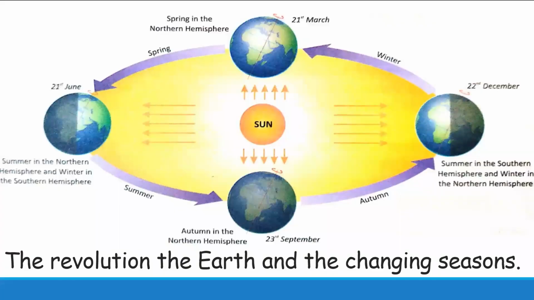The part of the earth that is tilted towards the sun receives more heat, while the part of the earth that is away from the sun receives less heat. Let us see how this causes seasons.